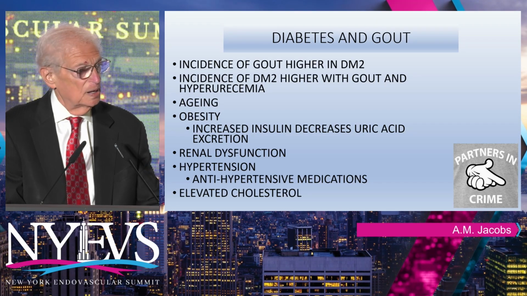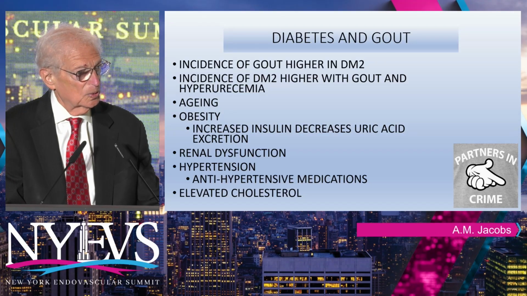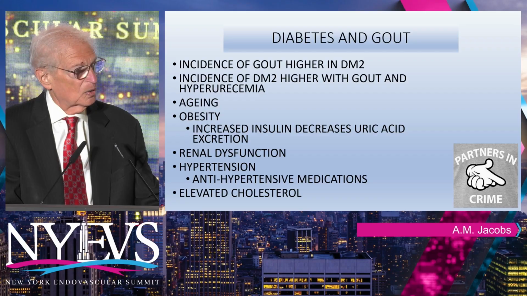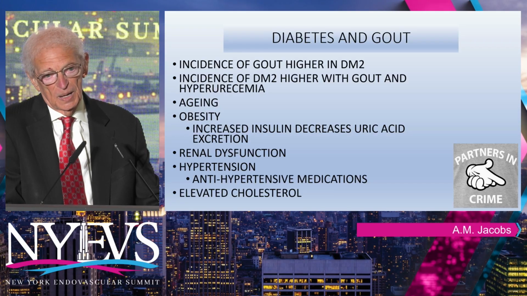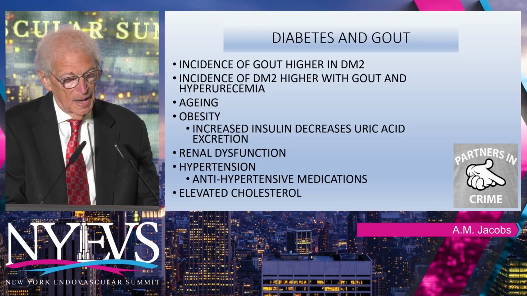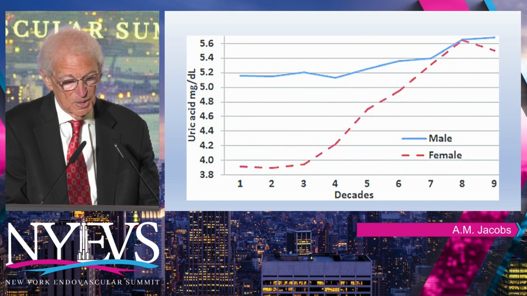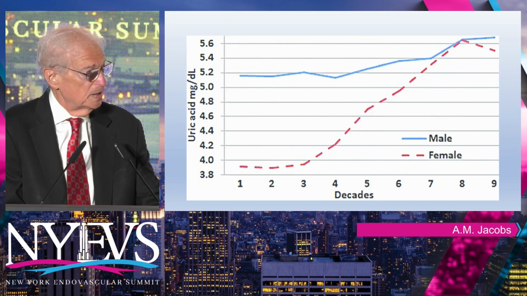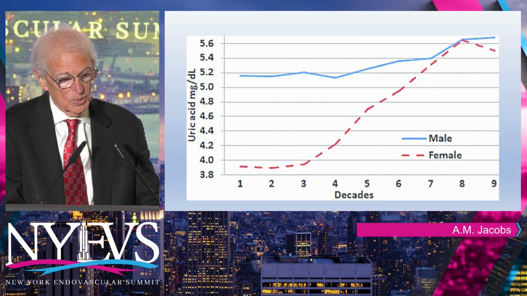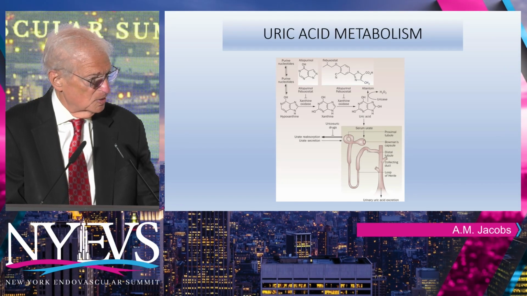If you think about many of our type 2 diabetics, they're older, they're overweight, they've got hypertension, they're on medications that could elevate uric acid, like hydrochlorothiazide, and they have elevated cholesterol, so they have metabolic syndrome. We know uric acid elevates with aging. Women catch up with men as they get older, postmenopausal, and this contributes to that.